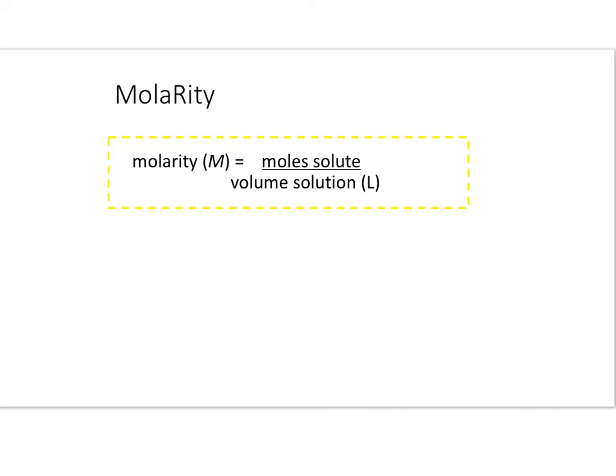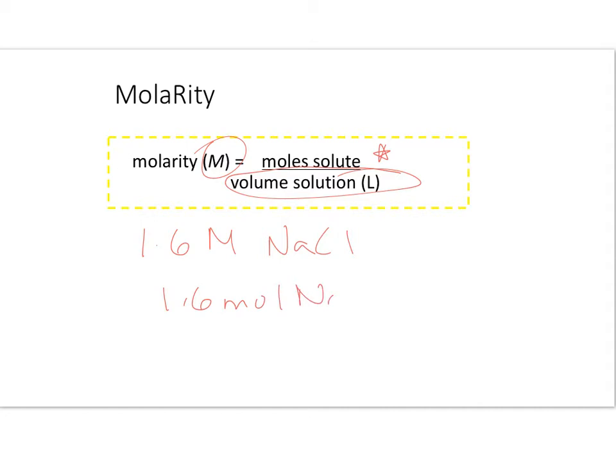Molarity is one of the most commonly used measurements for the concentration of a specific solution. And molarity is actually calculated by taking the moles of solute and dividing it by the total volume of the solution in liters. Molarity is going to be represented by a capital M. So if I have a 1.6 molar solution of, let's say, sodium chloride, what that means is that I have 1.6 moles of NaCl solute dissolved in 1 liter of my solution.